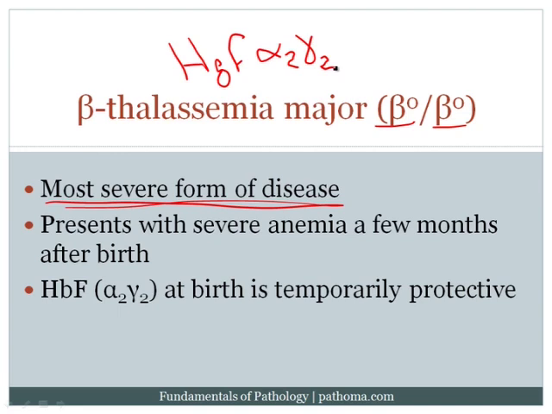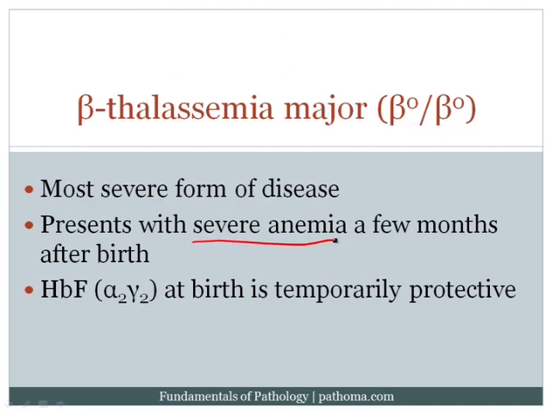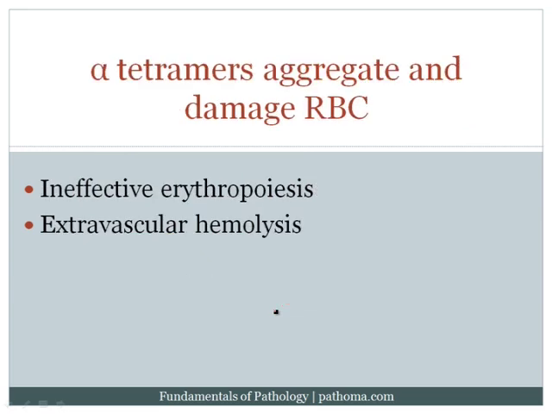However, as soon as the baby's born, there'll be a demand to produce hemoglobin A, and so these patients will present with severe anemia. Now, it takes a few months for the disease to develop, and that's because the baby has fetal hemoglobin floating around in the blood, and so that fetal hemoglobin is temporarily protective. So it's going to take a few months to develop. Now, what's going to happen, because there are no beta chains, correct? The beta chains are knocked out.